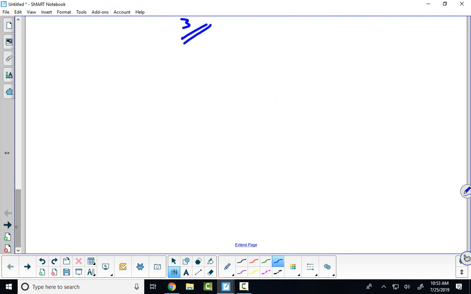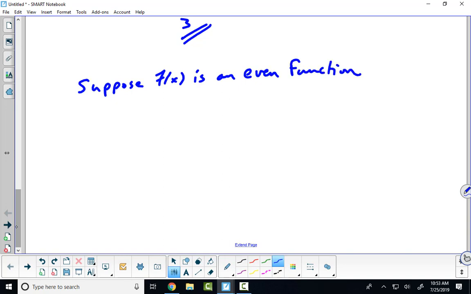Okay, so let's just add this somewhere if you can find some room. Suppose f of x is an even function. Okay, what does it mean to be an even function? Means f of x and f of negative x equal. Equal. Perfect. That's beautiful. That's the exact definition. Usually I don't get the definition when I ask for that. That's perfectly right.